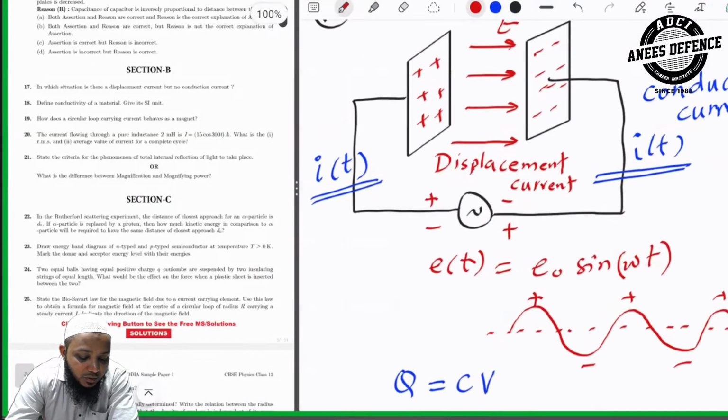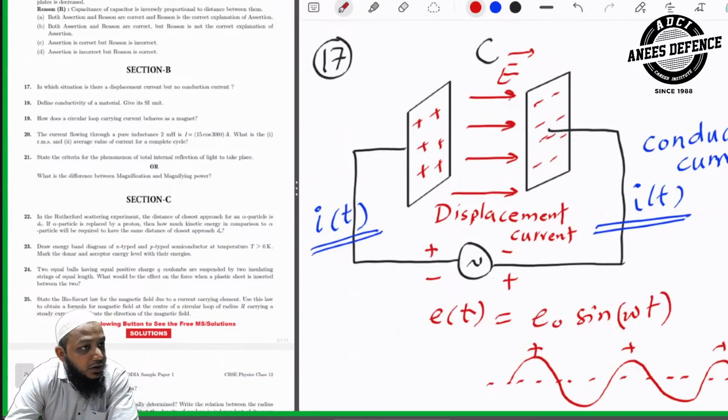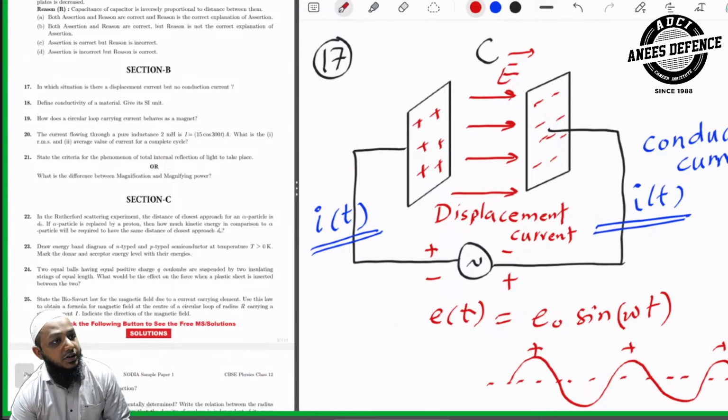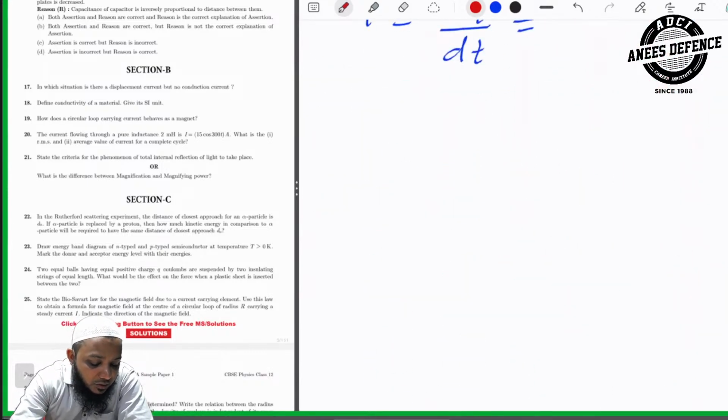Okay, due to the AC source only, the capacitor has displacement current between the plates. That means displacement current occurs only when the potential across the capacitor is changing. And due to the change in the potential, the electric field across the capacitor will also change. So it can be concluded that displacement current only occurs when there is a changing electric field or changing electric flux. Therefore, in Maxwell's law also, Maxwell only introduced what?